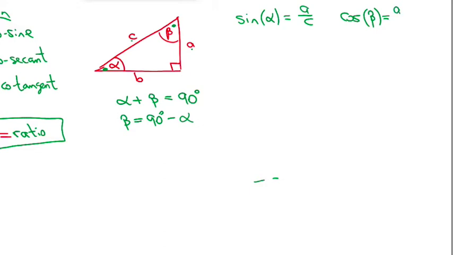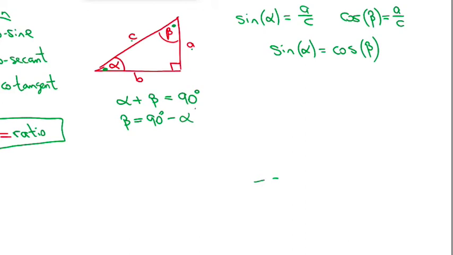So it'll still be A over C. A over C is going to be the sine of that degree, but also the cosine of the other one. And that's why they're called cofunctions. So I know for sure now that sine of alpha is equal to cosine of beta because they both share a common ratio, and therefore I can set them equal to each other.